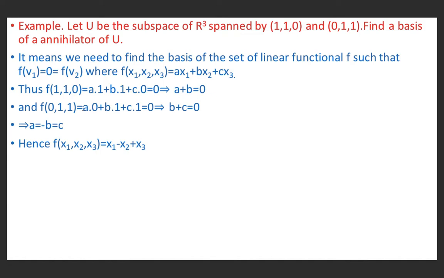and this means a plus b equal to 0. And f(0, 1, 1) means a into 0, b into 1, c into 1 equal to 0. It means b plus c equal to 0. This implies a equal to minus b equal to c. Hence f of (x1, x2, x3) is equal to x1 minus x2 plus x3.